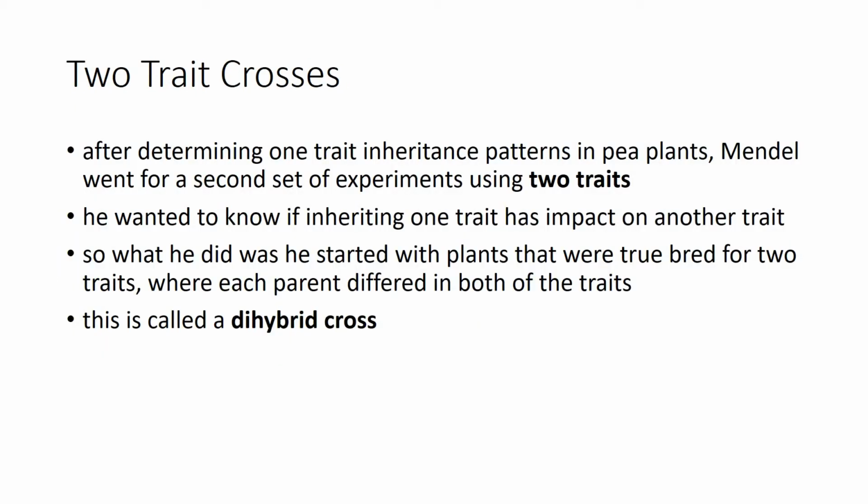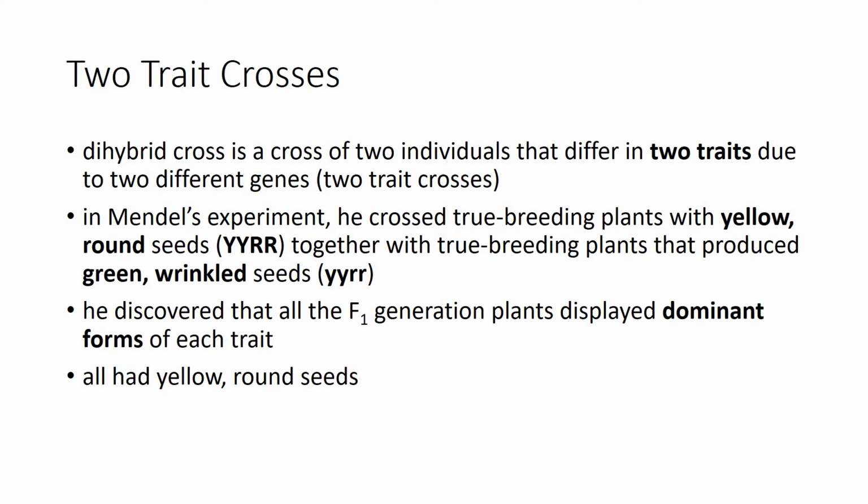All right, so two trait crosses. After determining one trait inheritance patterns in pea plants, Mendel went for a second set of experiments. Okay, so he wanted to know if inheriting one trait has an impact on another trait. What he did was he started with plants that were true bred for two traits. So now we went from one trait to two traits, and each parent differed in both of the traits. So this is called a dihybrid cross. A dihybrid cross is a cross of two individuals that differ in two traits due to two different genes, and that's why we call it two trait crosses.